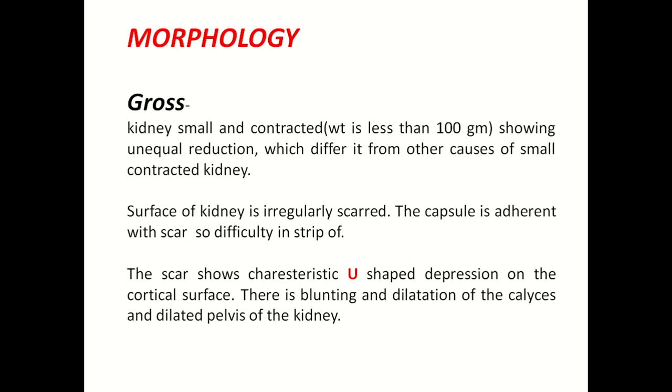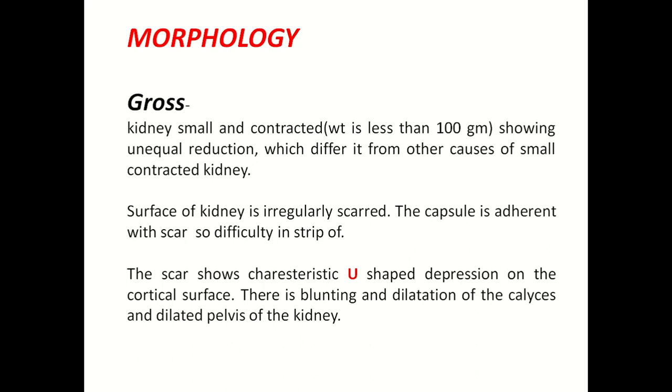The surface of the kidney is irregularly scarred, meaning on the surface you will see scars, and they are not regular, they are irregular and diffuse. The capsule is adherent with the scar, so it is difficult to strip off. The scar shows a characteristic U-shaped depression. If you look at the outer surface, you will see there are scars. You can easily identify that patients have scars on the outer surface of the kidney.